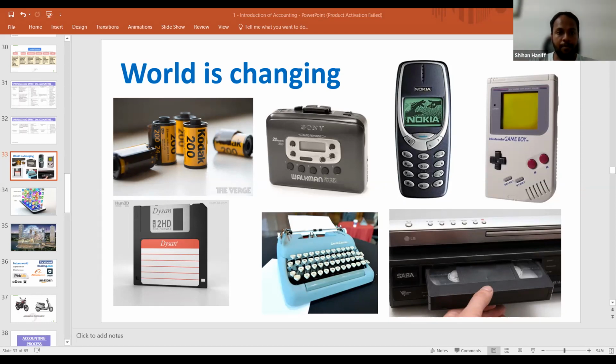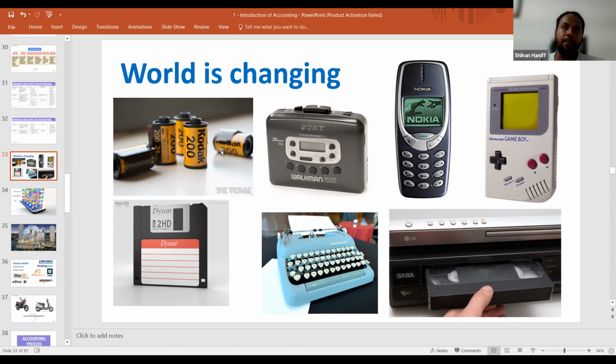Even Kodak was the number one company to provide film rolls. In future you might have seen everybody is using mobile phones for photographs. Then businesses like Nikon and Canon have to make some strategic decisions because most people now don't want to carry a DSLR camera.